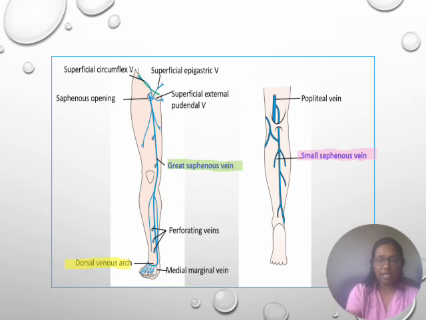Now in this picture, I have put up the two superficial veins. The first one, which I have highlighted in green, is showing the great saphenous vein, and the second picture, which I have highlighted in purple, is showing the small saphenous vein. So the great saphenous and the small saphenous are the two superficial veins of the lower limb.